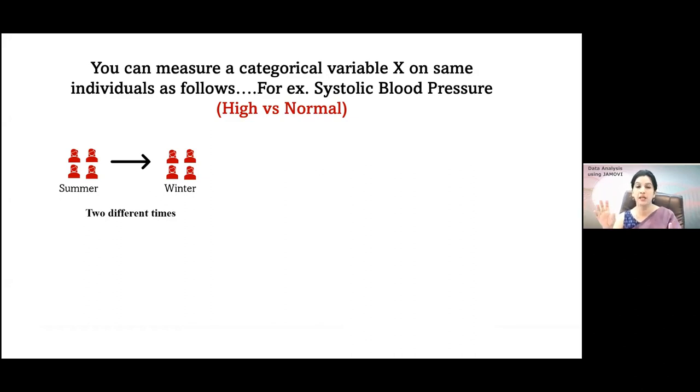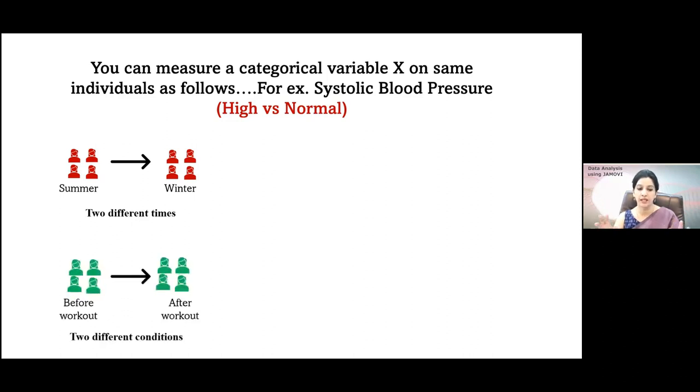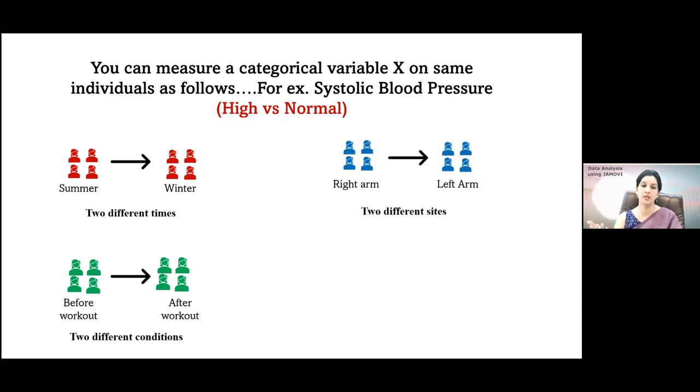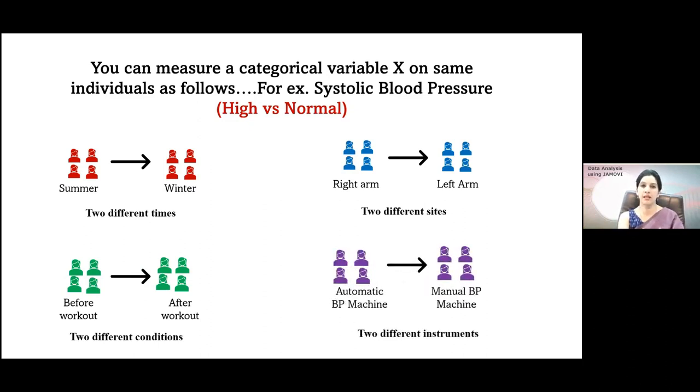You should remember this: the McNemar test can be applied only for a 2x2 contingency table. For 3x2, 4x2, and 4x4, you cannot apply the McNemar test. Then again, if you do some intervention, before and after, you can measure any outcome variable, maybe the systolic blood pressure before workout and after workout. Again, you can measure systolic blood pressure in the right arm and left arm, or on the same individual with two machines, one automatic BP machine and second a manual BP machine.